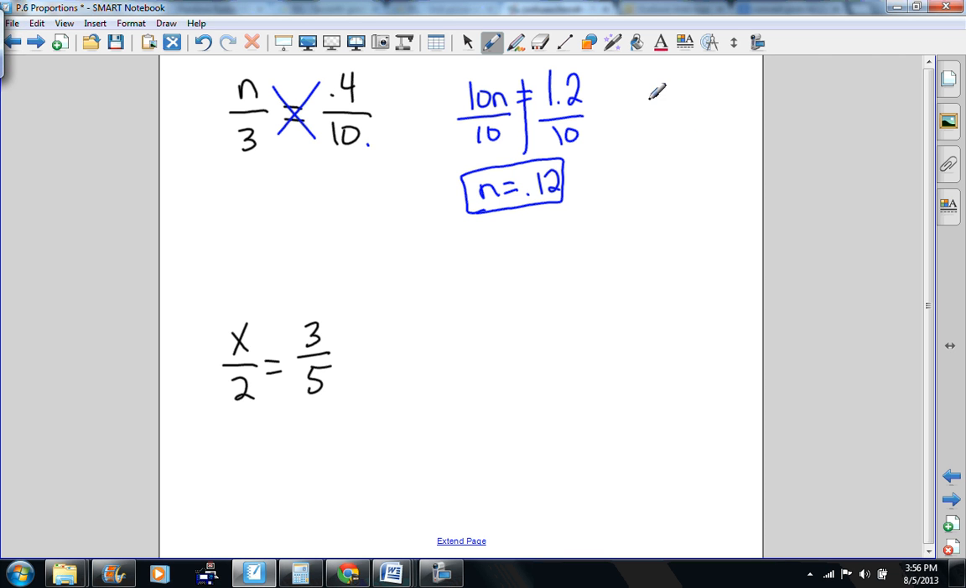So to check our answer, we do 0.12 divided by 3 is equal to 0.4 divided by 10, and we check our answer like this. 3 times 0.4 is 1.2. We know that. 0.12 times 10, well, we're just going to move the decimal 1 to the right, and so that's also 1.2. So that's good.